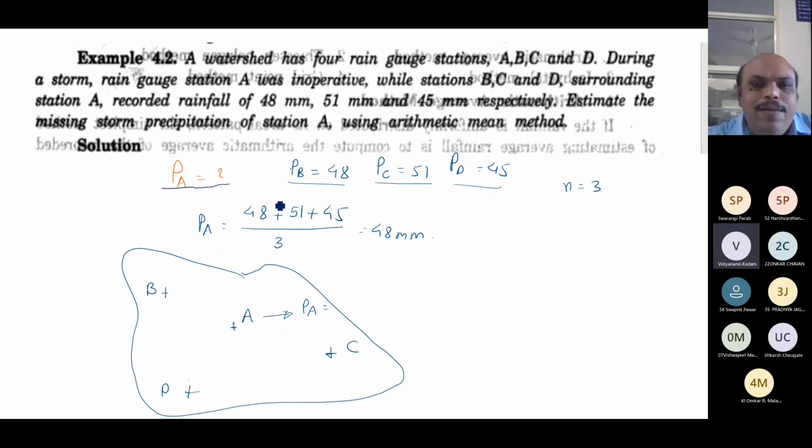So PA is required answer, and what is given? PB is given, PC is given, and PD is given. So what is the formula to find out this? Formula to find out PA is summation of PI upon N.